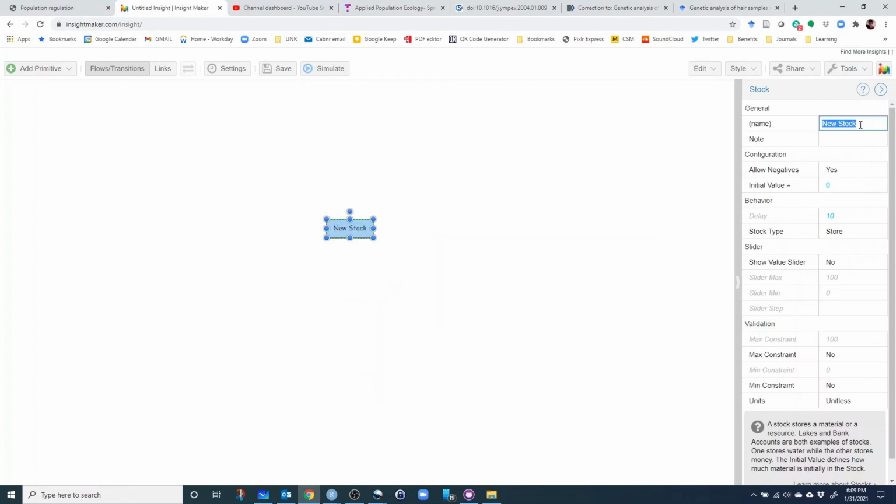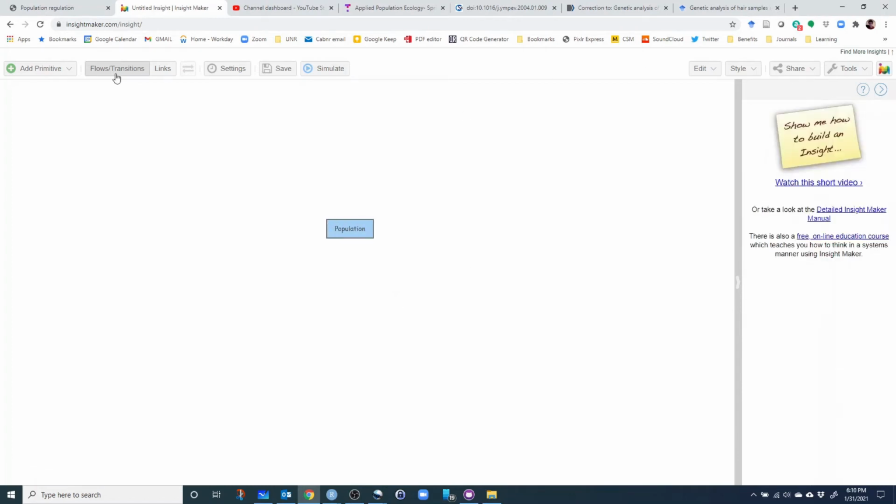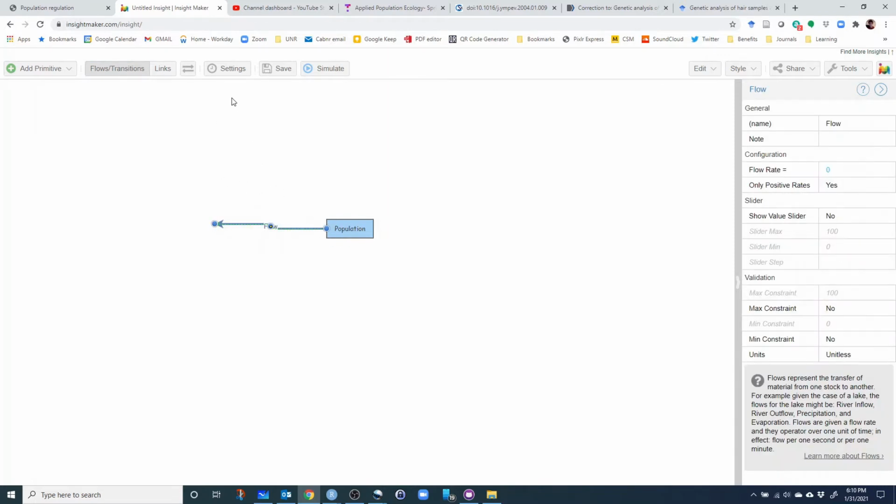All right, in this video we're going to go through a demo of modeling logistic population growth using InsightMaker. And we're going to start with a blank workspace here. I'm going to add a stock and call it population. And there we go. And we'll add a flow in and a flow out.